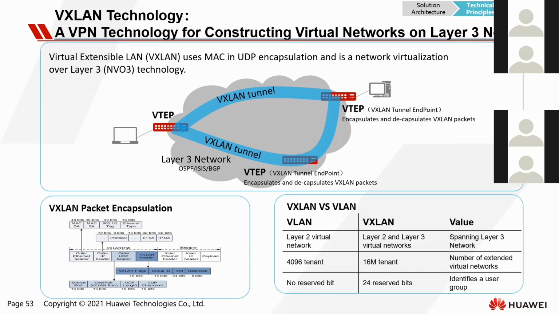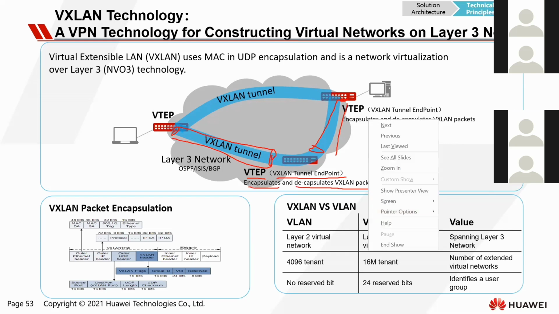Okay, let's continue. Above the underlay network, in each switch we will configure something called a VTEP, VXLAN tunnel endpoint. This VTEP functions to create tunnels between all devices, and it also helps to encapsulate and decapsulate the VXLAN packets.